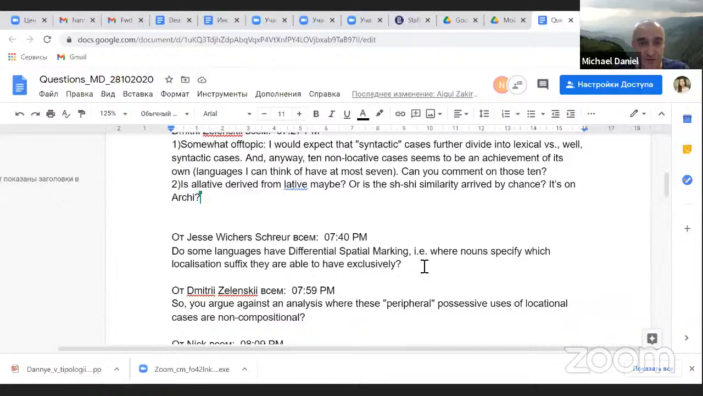Do some languages have differential spatial marking, where nouns specify which localization suffix they are able to have exclusively?